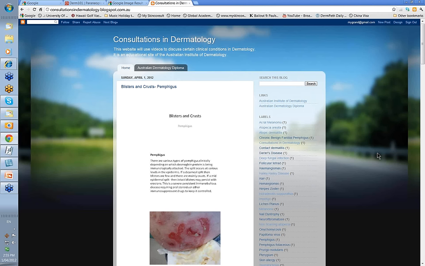Today we're going to look at pemphigus in its various forms, and note that we've entitled it blisters and crusts, because that's essentially how pemphigus will present. It'll present as a blister, and if the roof comes off, as an erosion, or it'll present as a crust without much in the way of history of blisters.